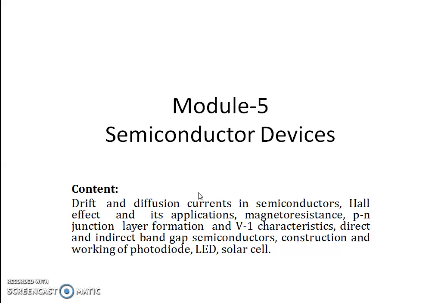Drift and diffusion current in semiconductors. Drift current we have already done. Hall effect and its application, and magnetoresistance. Hall effect you have done. The experiment on PN junction VI characteristics you have also done. Direct and indirect band gap semiconductors are a new topic. I'll let you know what it is. Then photodiodes, LEDs, solar cells. You know these devices, and their construction and how they work is what you are going to learn in this module.